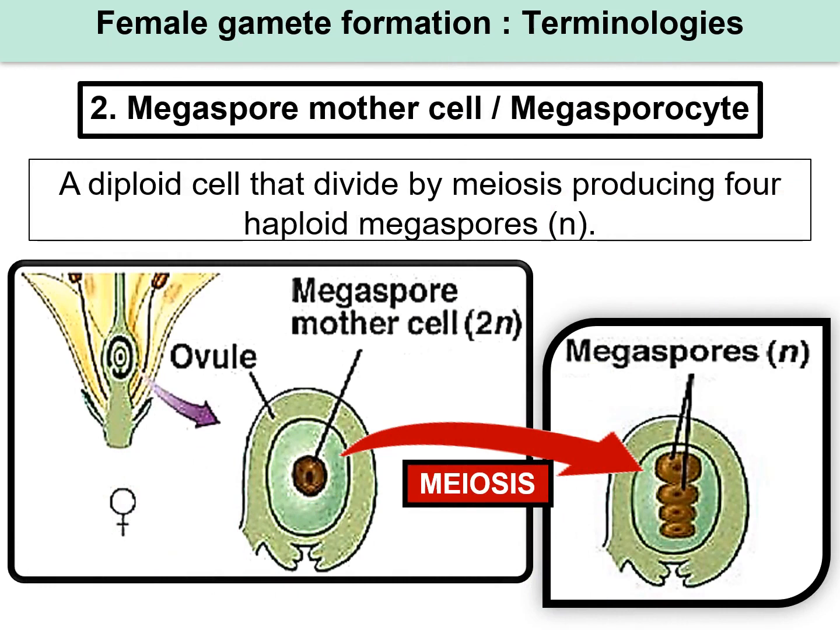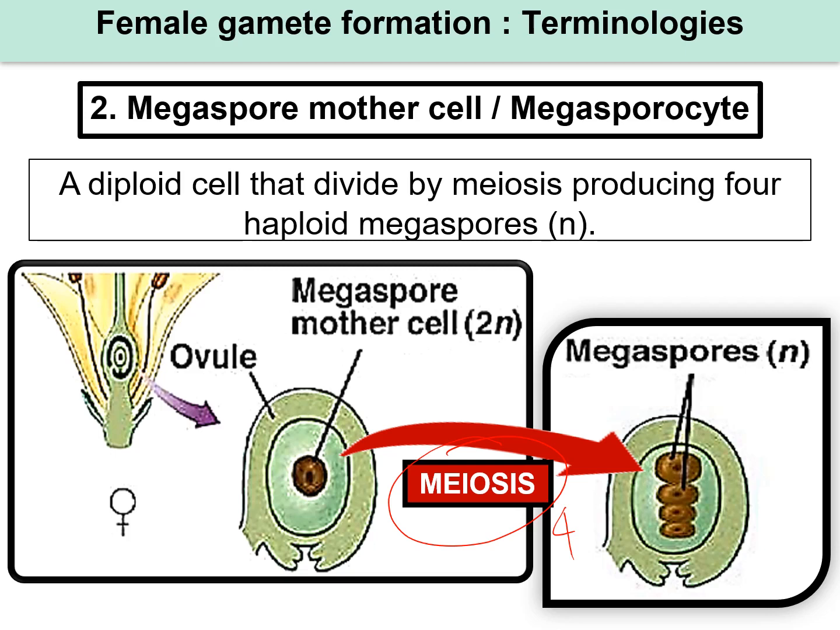So the megaspore mother cell is the megasporocyte. It's a diploid cell that will later on divide by meiosis to produce 4 haploid megaspores. Jadi ingat, meiosis will always produce 4 daughter cells. But in female, there is a difference between male and female. The development of the daughter cells after meiosis in female is that out of 4 daughter cells, only 1 cell will develop into the female gamete.